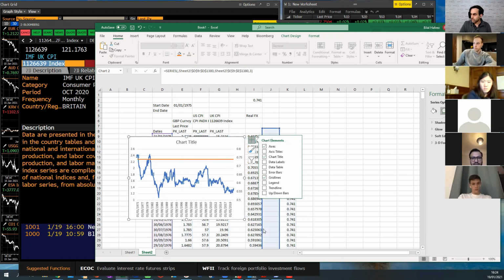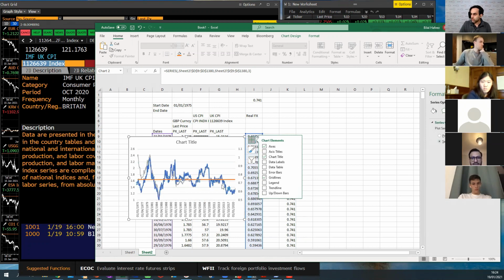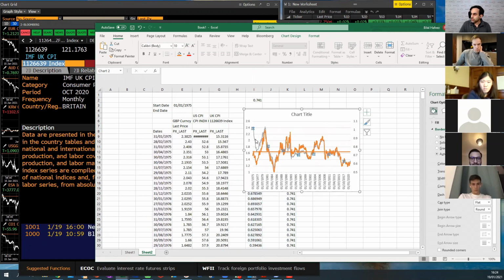Let me just get the right lines together. Let me just get the right colors of the lines here. So the blue line here is the nominal exchange rate, and the orange line is the real exchange rate.